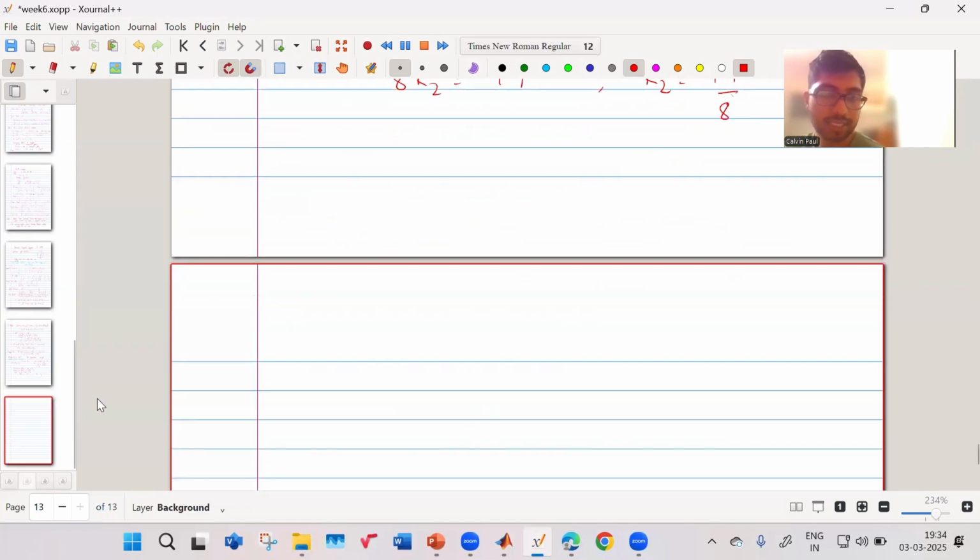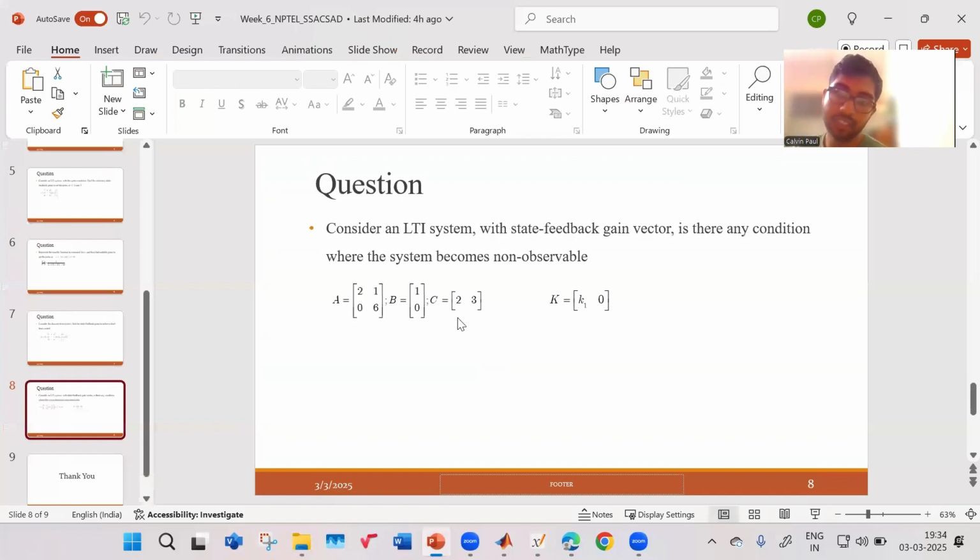That will be question 6. We'll go to question 6, right? This is our system A, B, and C, and we have a gain vector K, which should be K1 into... no, it should be K1 into 1.